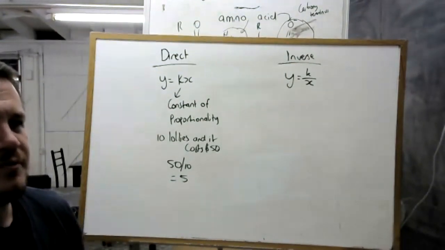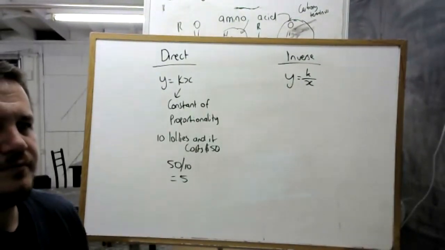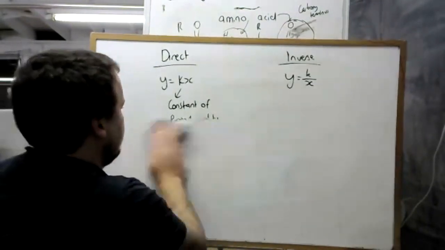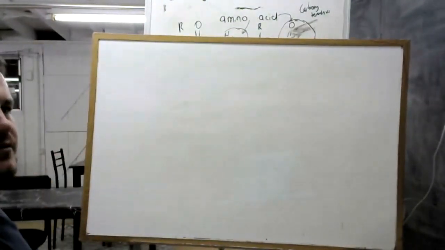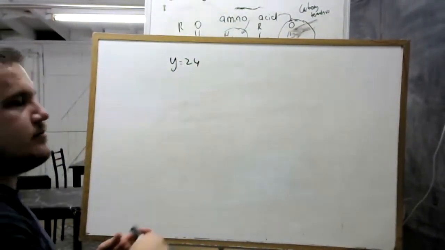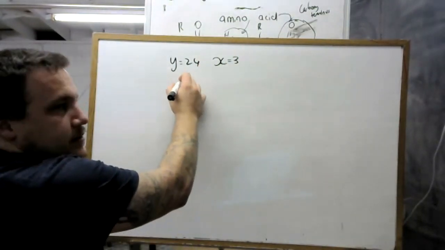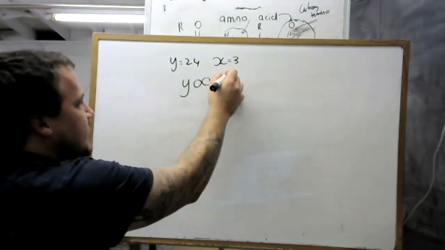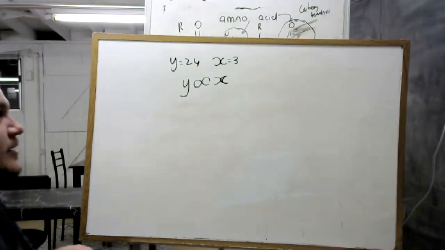So let's try another one. So if we had y equals 24 and x equals 3, and we had y, remember I was talking about that proportionality, so y is proportional to x. How would we figure out the constant of proportionality?